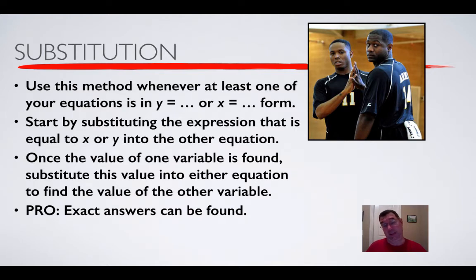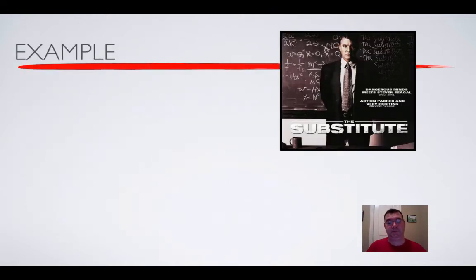The pro of this is that you can find exact answers. The con is that there's lots of algebra. You really need to know how to substitute, how to use distributive property, and all that good stuff. So let's do an example. All right, the same one, I think. Yes, y equals 2x plus 1 and 5x plus 2y equals 20.